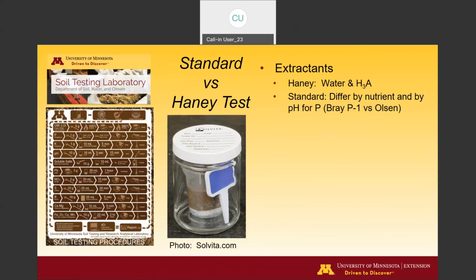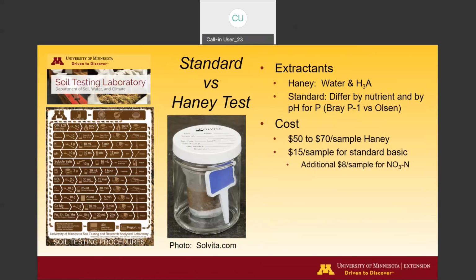It's also important to note that for phosphorus, the Bray test is generally used if pH is less than 7.4, while the Olsen is generally used when the soil pH is greater than or equal to 7.4. This is not differentiated with the Haney test.